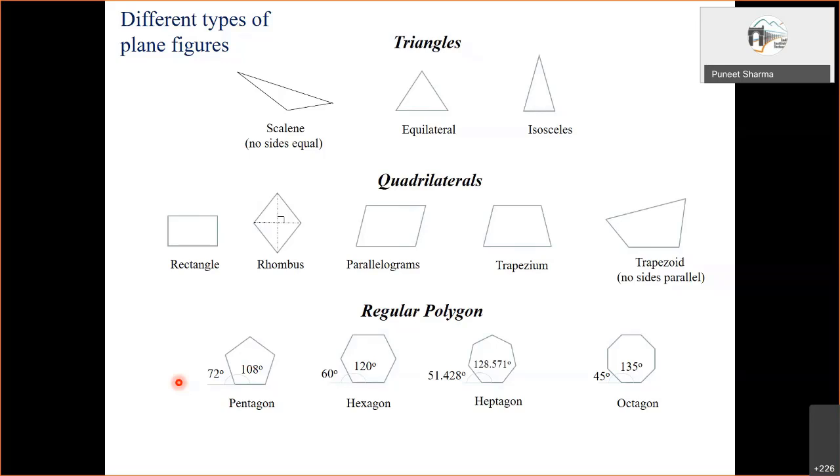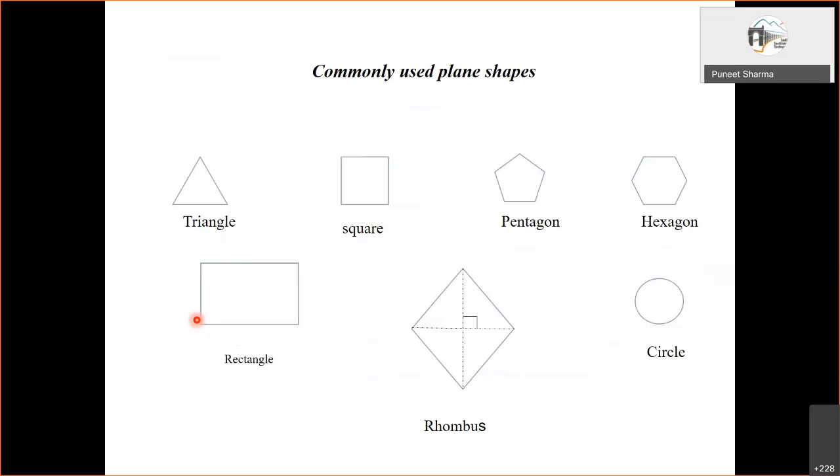So anyhow, the purpose of this slide is that we recall these, and these plane figures usually have some associated features which we'll have to keep in mind, so that while solving a problem, we make use of those associated features of the planes, right? And these are some commonly used plane shapes, which we will actually be using.